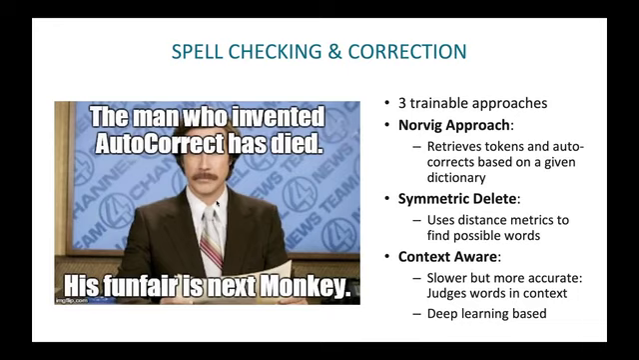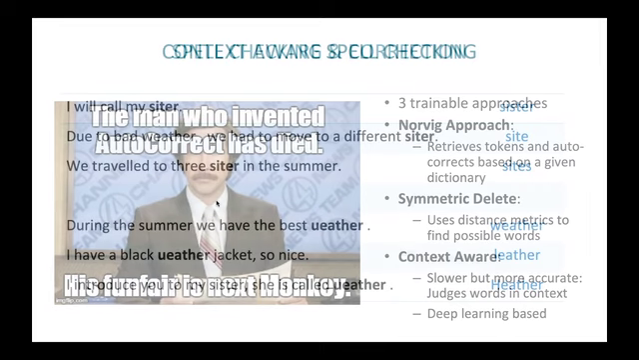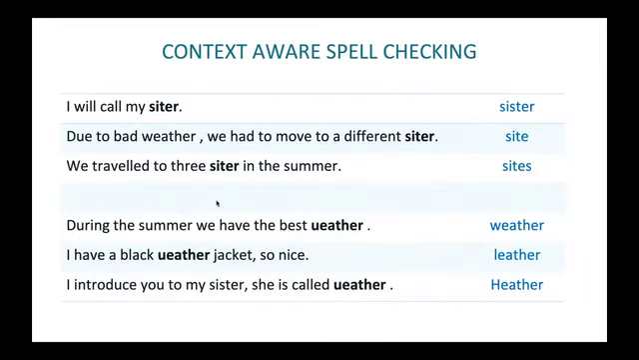The context aware one is a really new model. We're just launching it. It's slower, but it has one ability that the previous 2 models do not have, which is to judge a word in context, and that's a deep learning based model. So here are some examples of context aware spell checking. You can see there are 2 sets of examples here. In the first 3 lines, we have basically the same misspelled word.